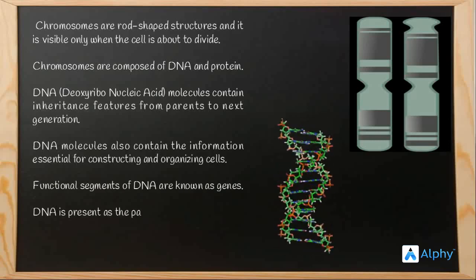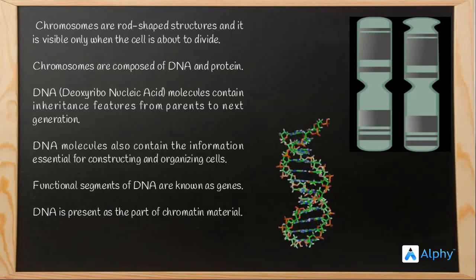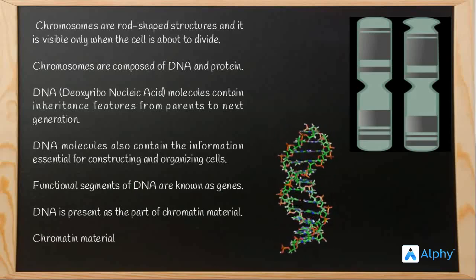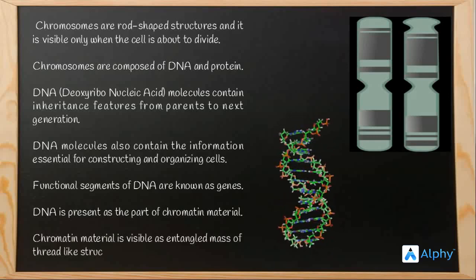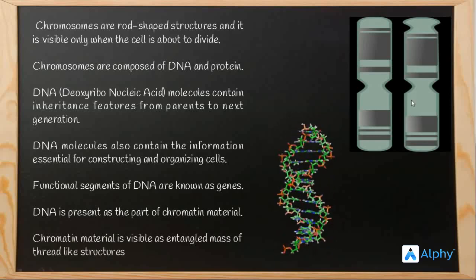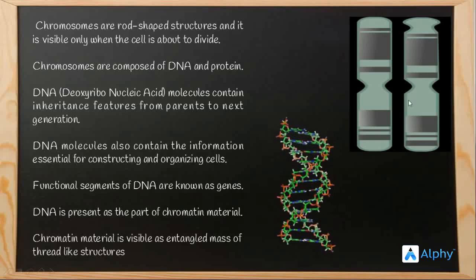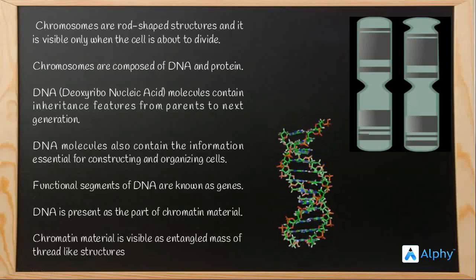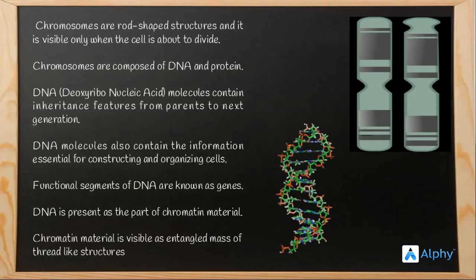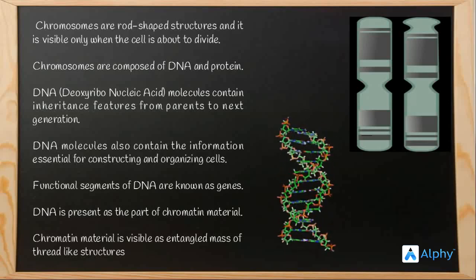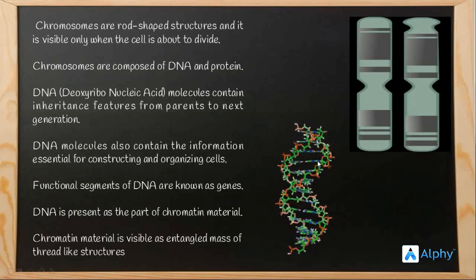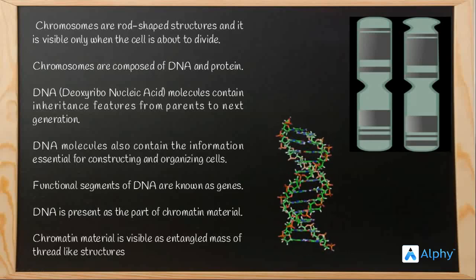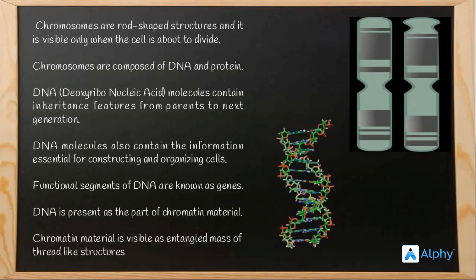DNA is present as part of chromatin material. Chromatin material is visible as an entangled mass of thread-like structures. So this rod-like structure is the chromosome, and the chromosome is made up of two things, DNA and histone protein. This is DNA or deoxyribonucleic acid. So what is the use of chromosomes?